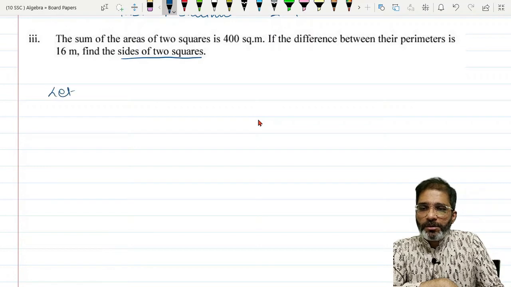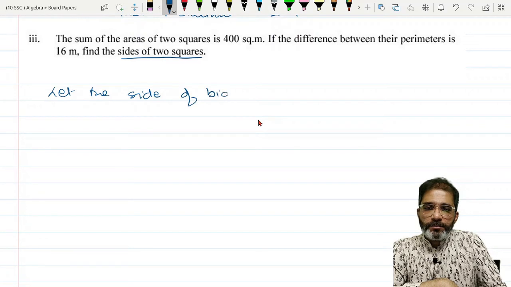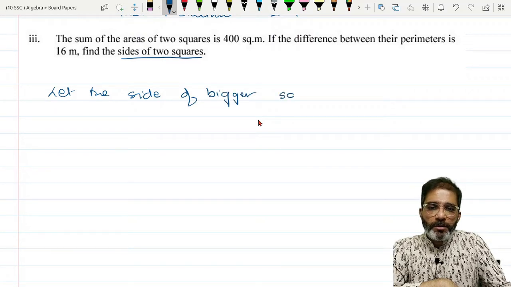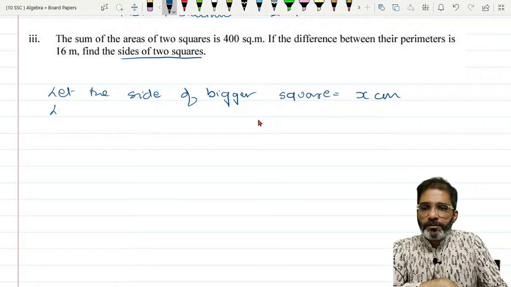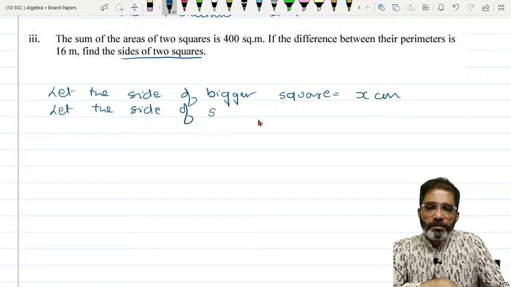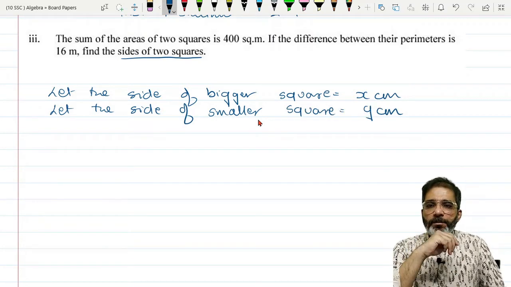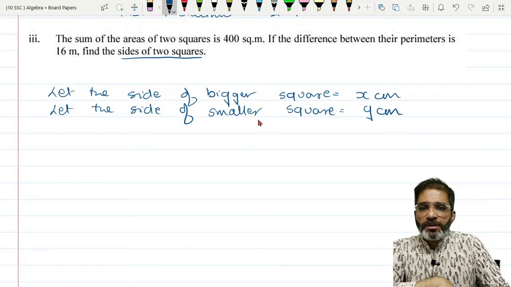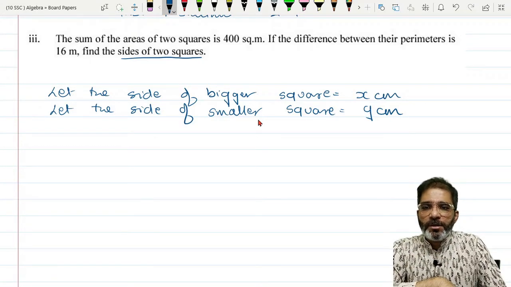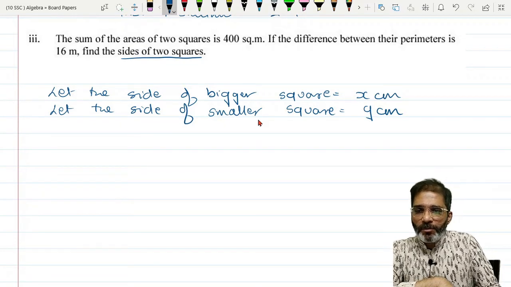So what I'll do is let the side of the bigger square equal x centimeter, and let the side of the smaller square equal y centimeter. Now two things are given to us. The sum of their areas is given as 400 and the difference of their perimeters is given as 16. So I'm going to take the difference first.